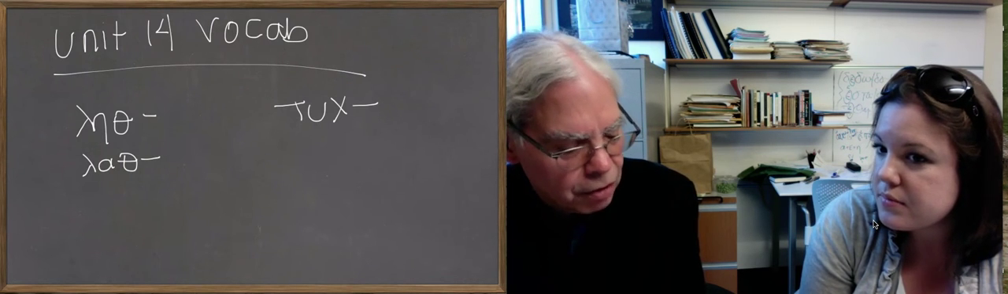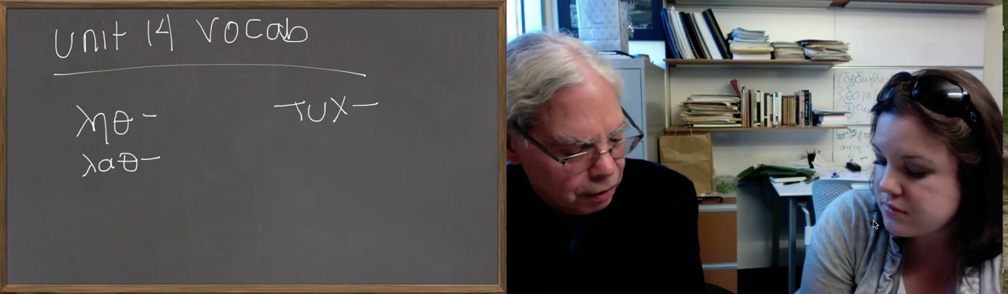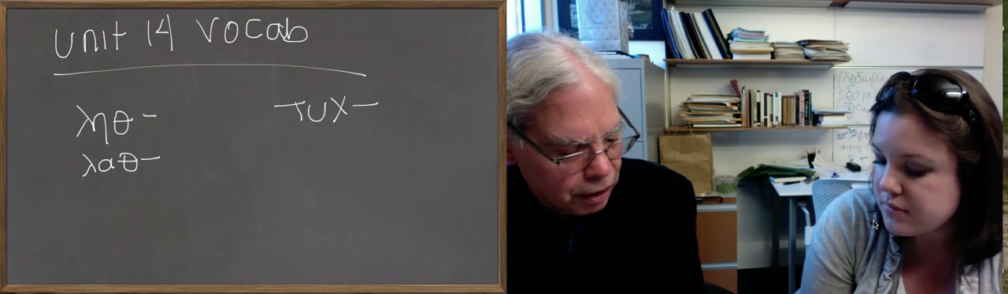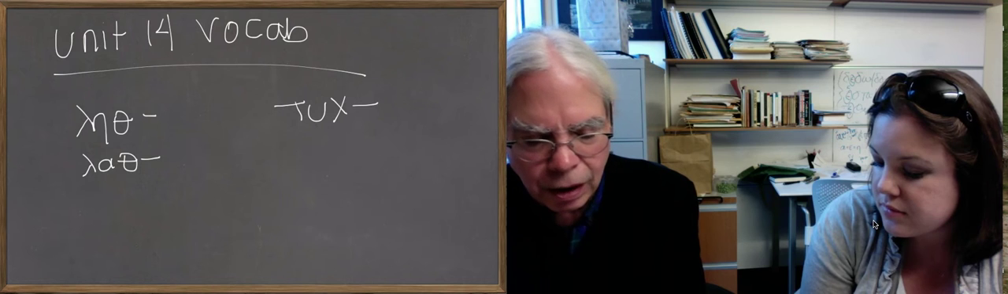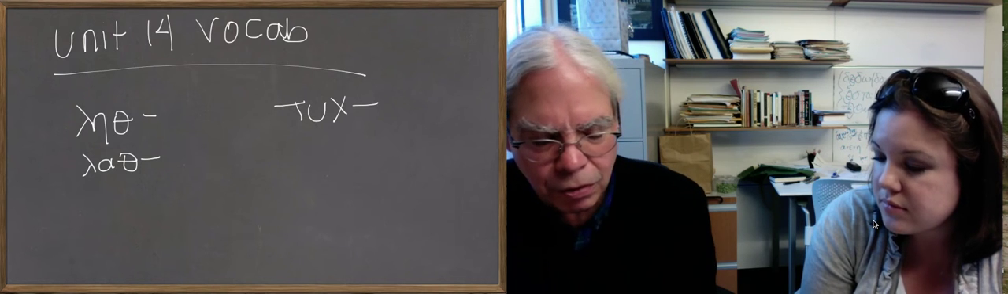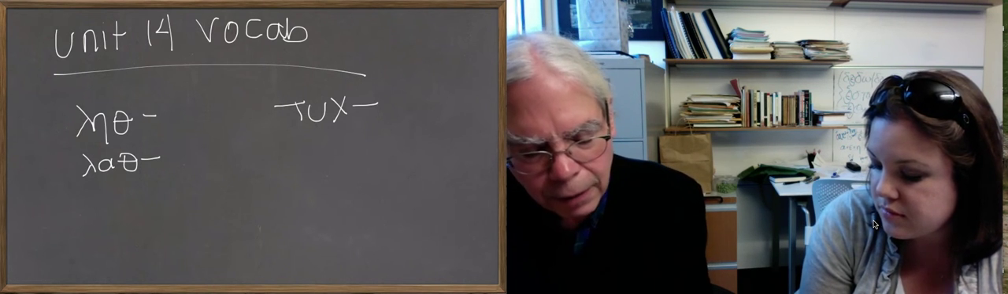So the future has the e-grade of the root, teuksomai, and you get the zero grade again in the perfect, tetukheka. It's an intransitive verb, so there are no passive forms.